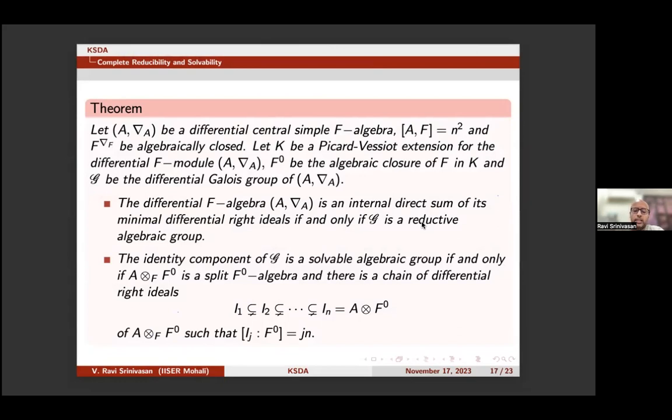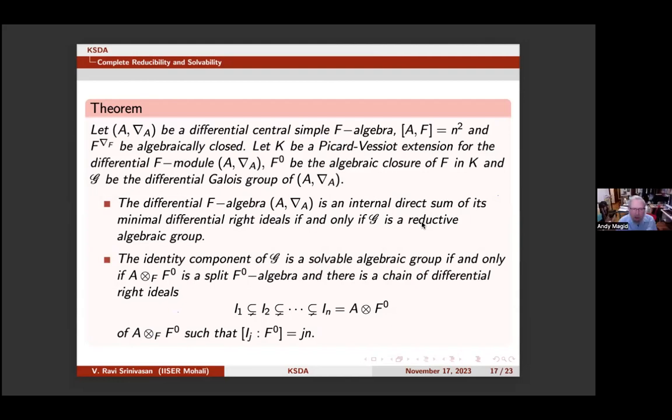And if the identity component of the differential Galois group is solvable, then the relative algebraic closure will split the central simple algebra. And you will also have a chain of differential ideals where the dimension of the first one is n, and then the co-dimension is always 1, and then it builds up to the algebra A tensor F naught.